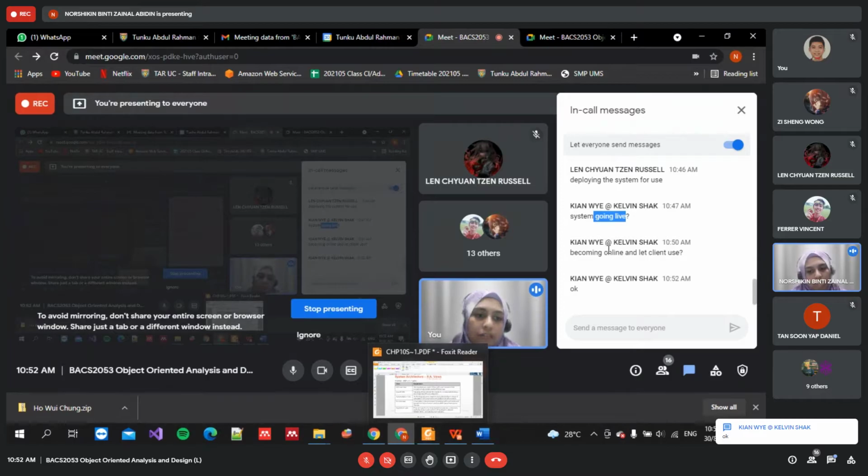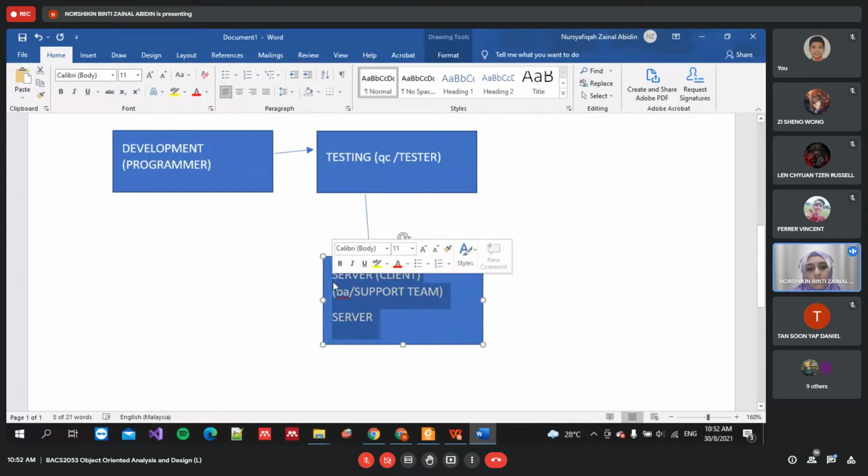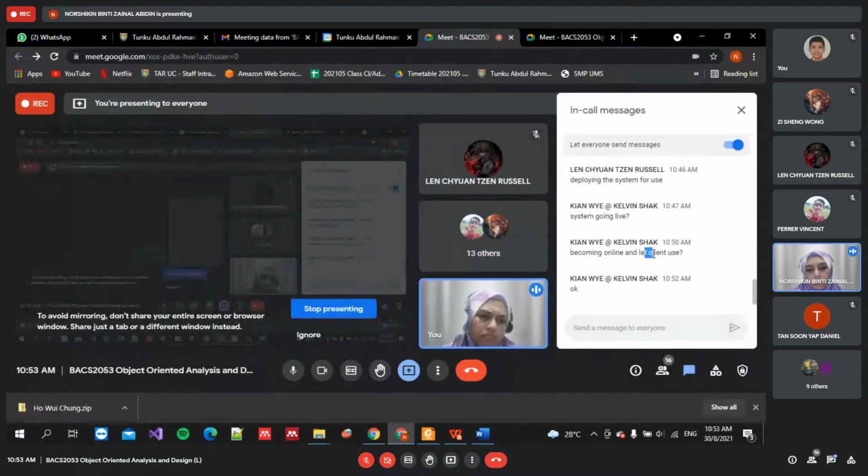Okay, can you imagine suddenly, for example, this is our tester and then they want to deploy, what if whatever we deploy then suddenly has a problem? That's why they have a few more layers of server before they really deploy into the production server. Production server is this one. Okay, this one is going live. This one will include the production server. Deploying the system for use. Yeah, so that's different actually.